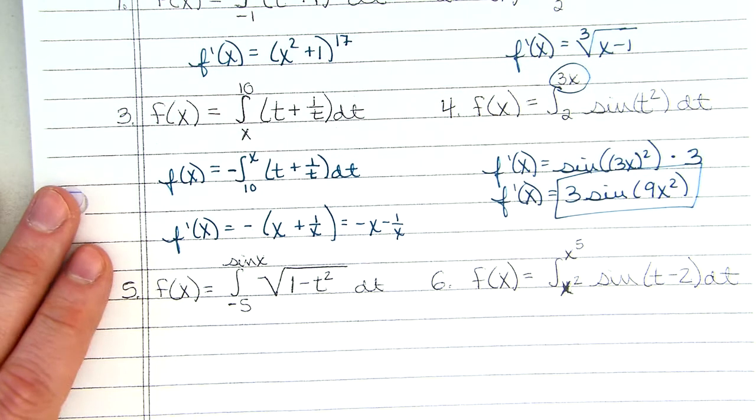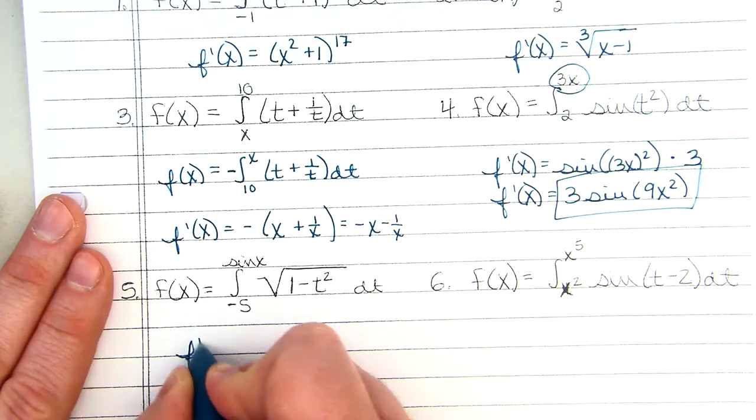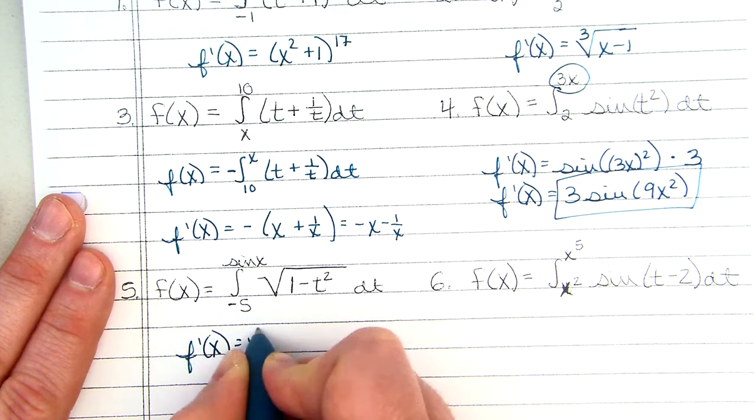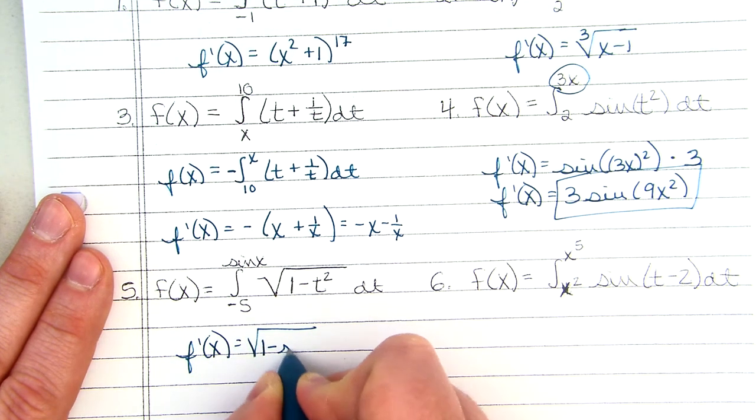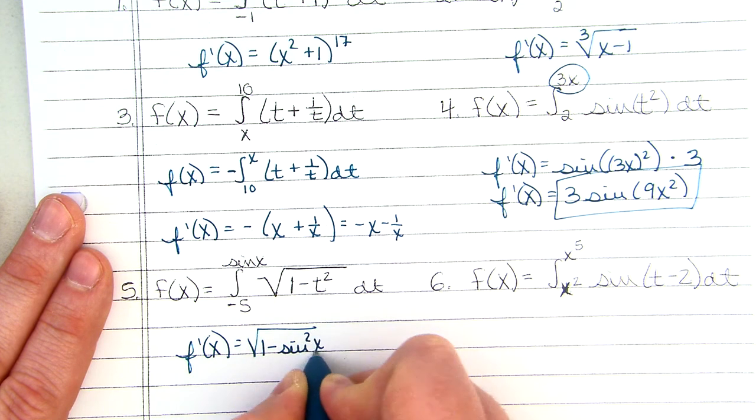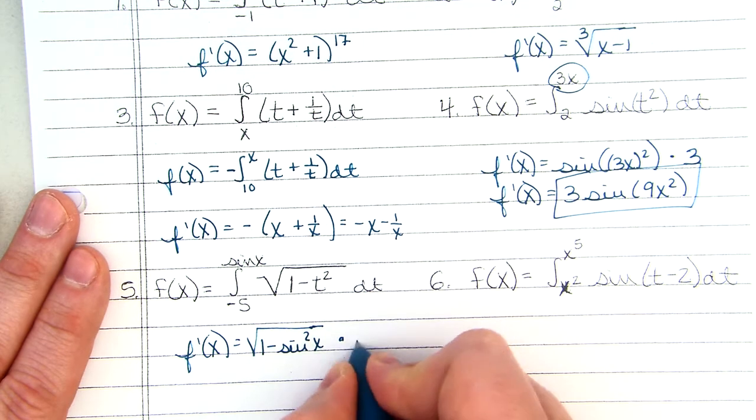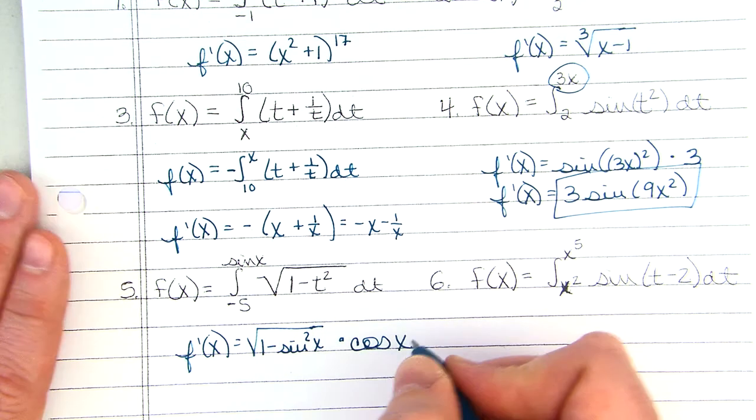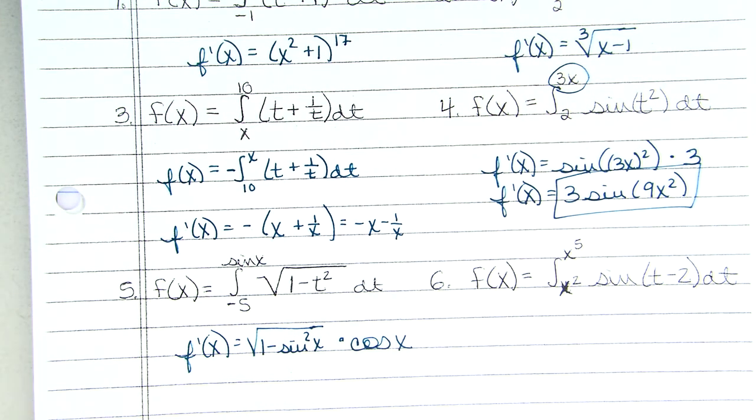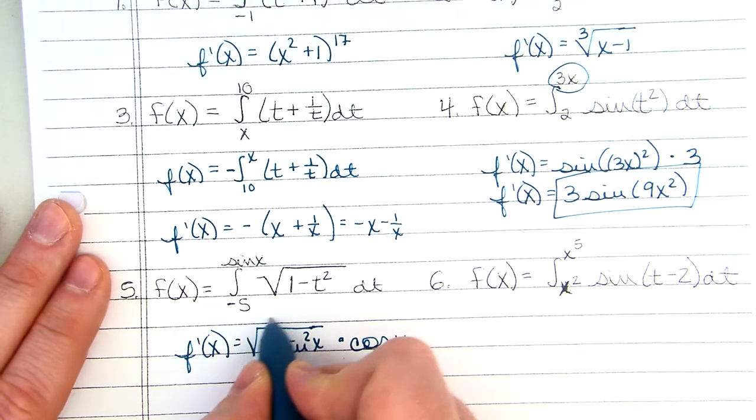Finally, number 5, another chain rule problem. The derivative and the integral cancel, giving you the square root of 1 minus sine squared x times the derivative of sine x times cosine x. There are some properties you can use to rewrite this. I don't really care. I'm just going to leave it like this. I'll be done.